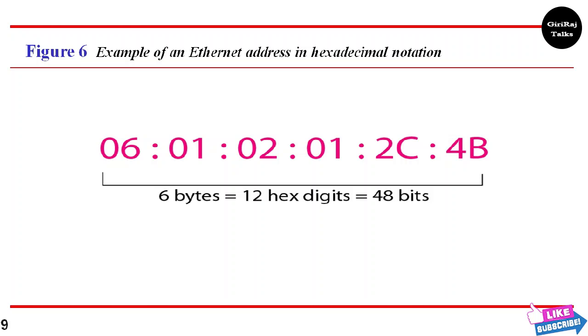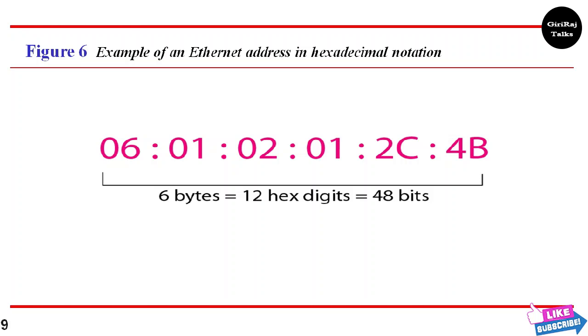Each station on the Ethernet network, such as a PC or workstation or printer, has its own network interface card, which is NIC. The NIC fits inside the station and provides the station with a 6-byte physical address. You can see on figure 6 on the screen, the Ethernet address is 6 bytes. In the form of bits, 48 bits. Normally written in hexadecimal notation, with a colon between the bytes.